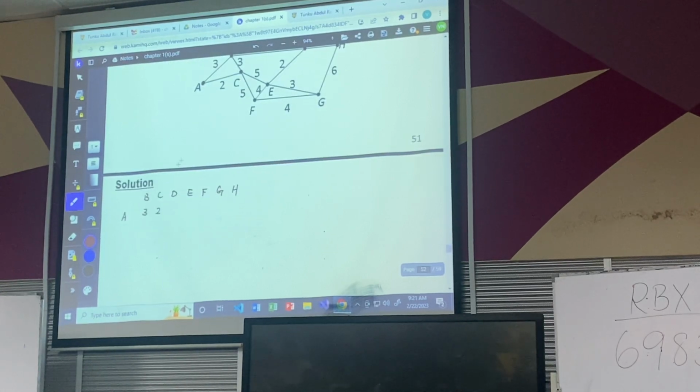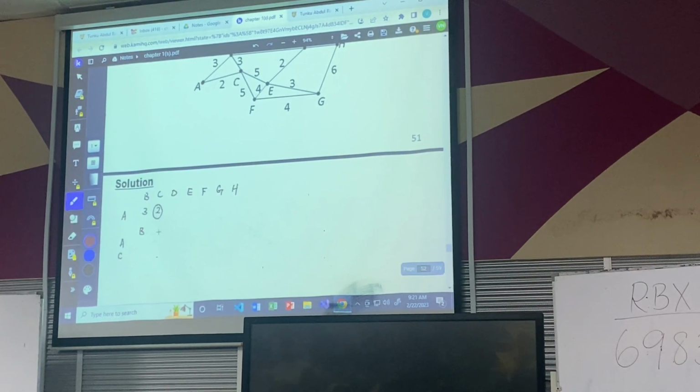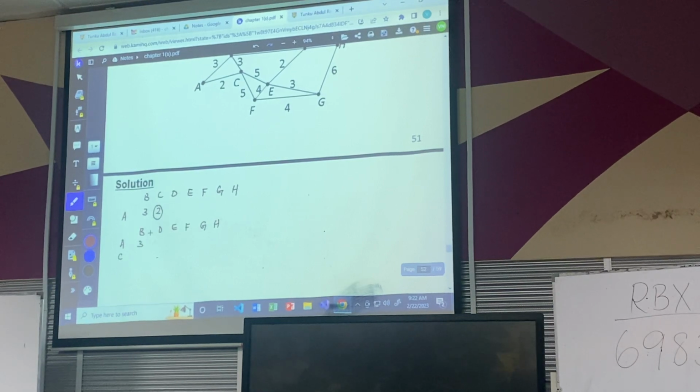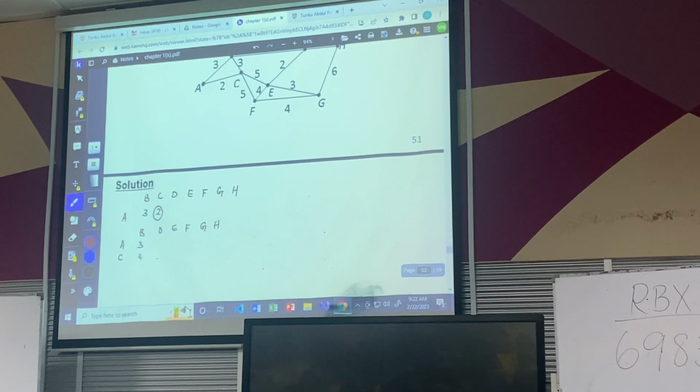Okay, AC. Yes. So now the next table will be A, C. So here we will have B, D, E, F, H. Okay, A goes to B 3, C goes to B also 3. C goes to E is 5, goes to F 5. Any more? No more, right? Okay, so the minimum is AB or CB.